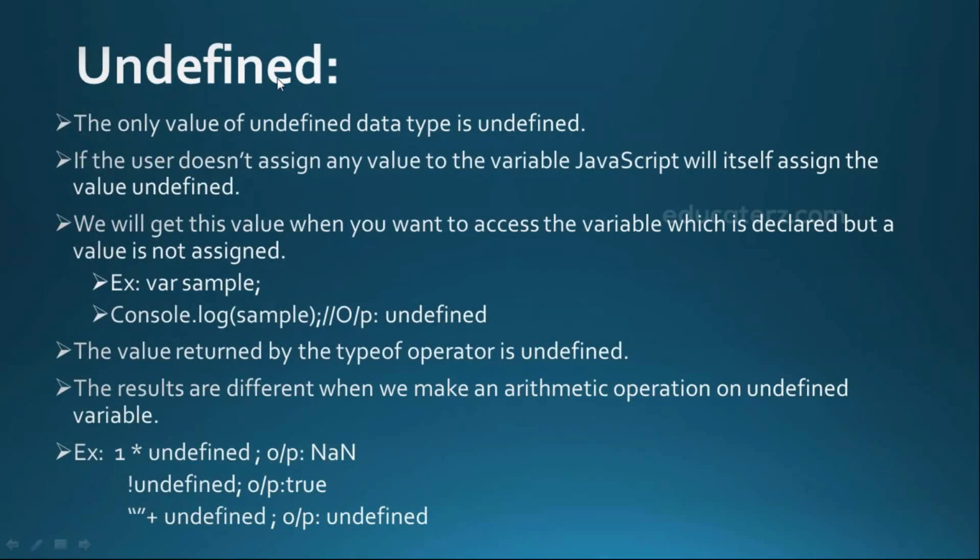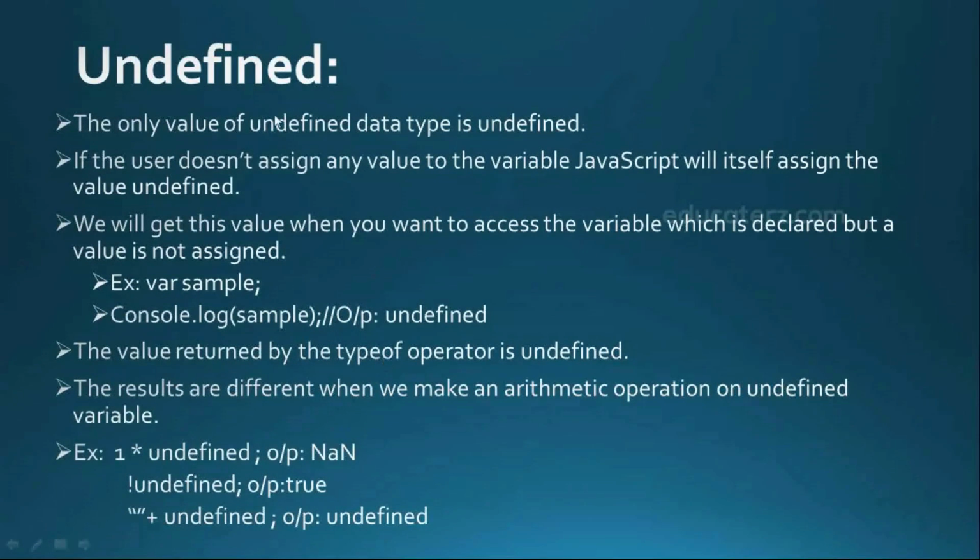Coming to undefined. The only value of the undefined data type is undefined. JavaScript by default assigns this value when you declare a variable but didn't assign any value to that variable. We will get this value when you want to access a variable which is declared but a value is not assigned. In this example, you can check I declared the variable called sample, but I didn't initialize the value to the variable. So when I try to print this variable to the console, it gives me the output as undefined.